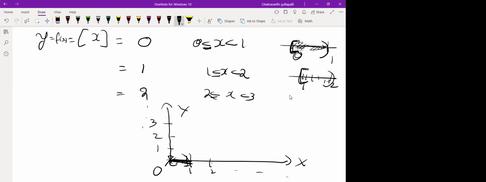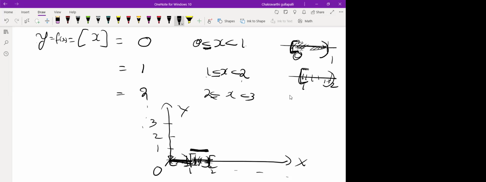When x is between 1 and 2, for all the points, whether x is 1 or 1.1, what is the value of box x? It is 1. When x is 1.1, the value is the same, 1. When x is 1.2, the value is 1. When x is 1.9 bar, the value is 1. When you join, you get a straight line. So for all the values between 1 and 2, including 1 and excluding 2, the y value is 1. All the points lie on one straight line. This is how we get the graph.